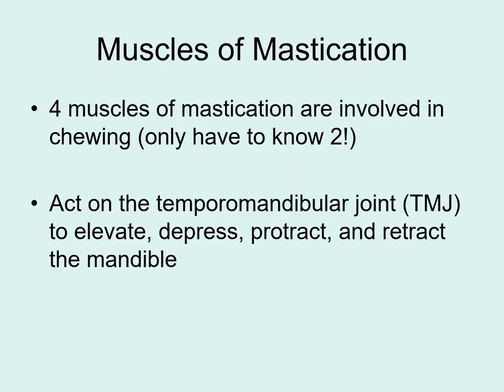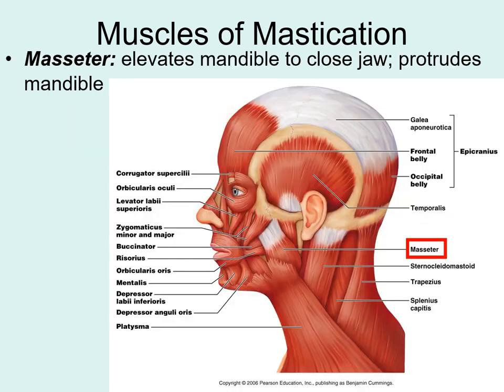Now for chewing, which is what mastication is, there's actually 4 muscles involved. You only have to know 2 of them. With chewing, obviously that means moving the mandible. They're going to be involved with the temporomandibular joint, which is commonly referred to as TMJ. It's going to help to raise or elevate the mandible, depress it, protract it, and retract it for all of those chewing motions.